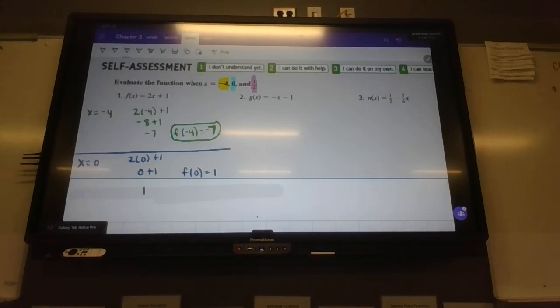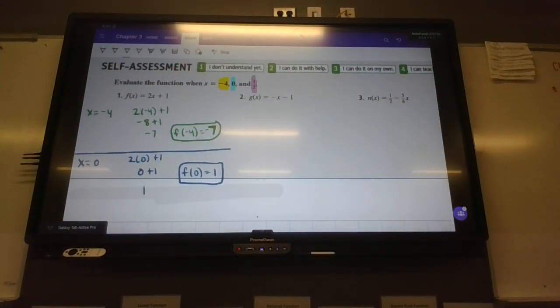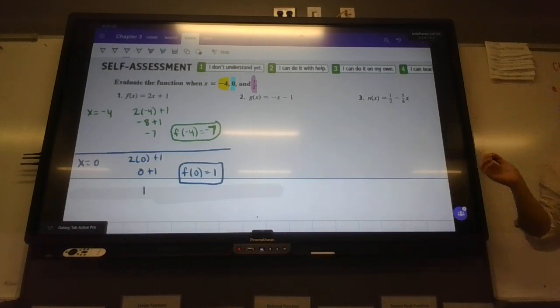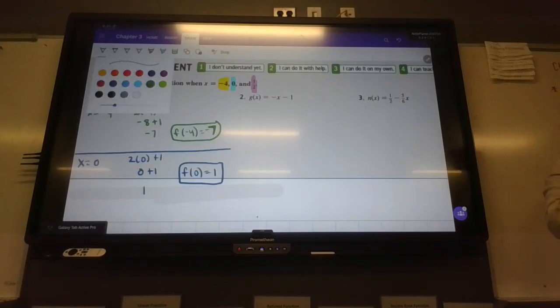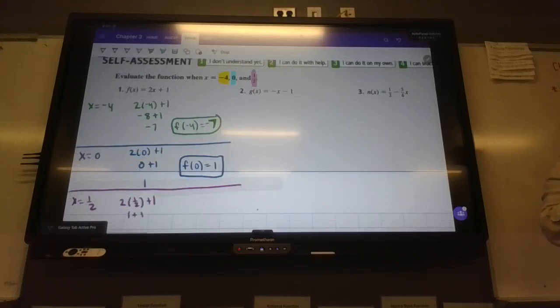The reason I kind of pivoted away from the handout into the book is because these are, I think, more on track questions. We don't have the exponents that the worksheet was getting into. So everyone in here is capable of doing this. Please get into it and put some effort into it. The third one would be x equals 1/2. 2 times 1/2 plus 1. 1 plus 1 is 2. F of 1/2 equals 2. It's number 1 done.